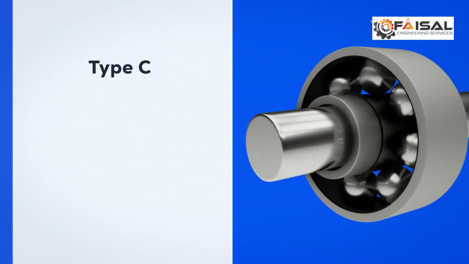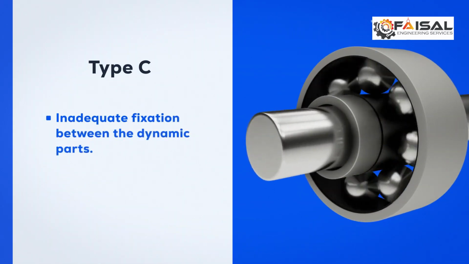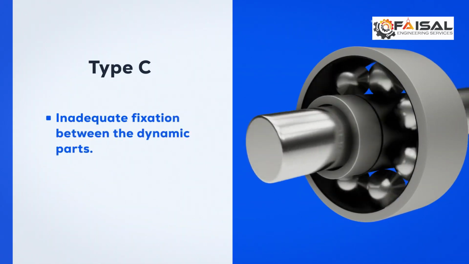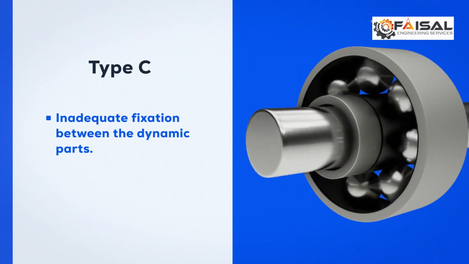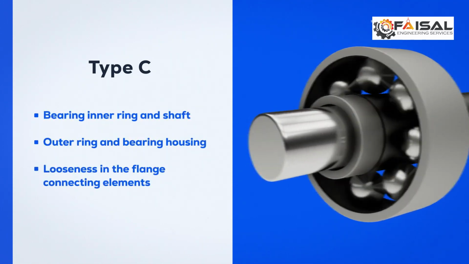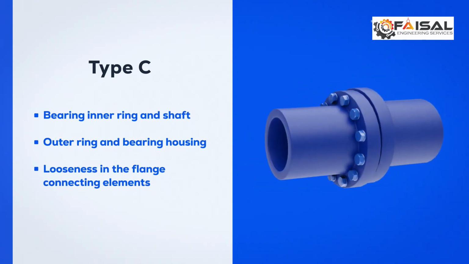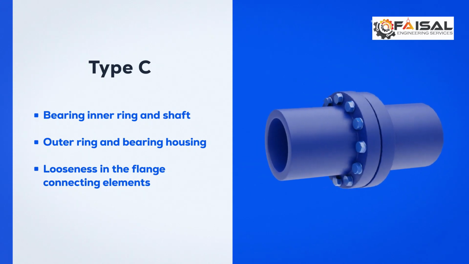And type C looseness is generated by poor fixation between parts that compose the dynamic forces of the rotor, also referred to as internal looseness. Some examples are an improper fit between the bushing and bearing housing, between the bearing inner ring and shaft, between the outer ring and bearing housing, or looseness in the coupling flange connecting elements.